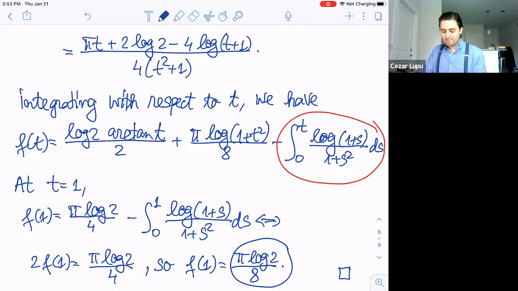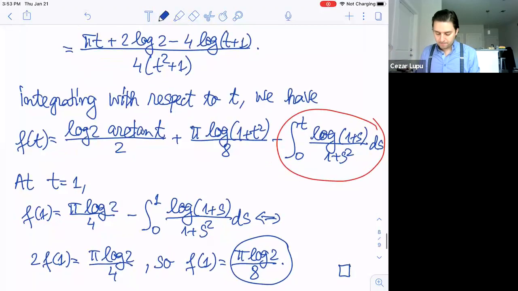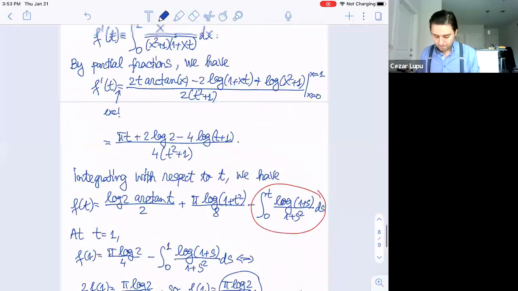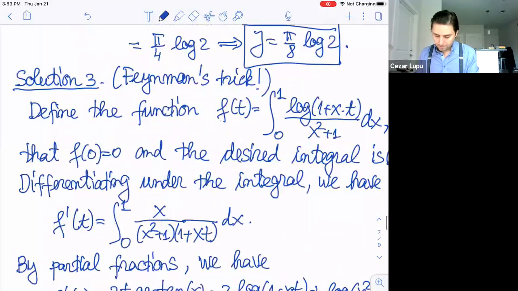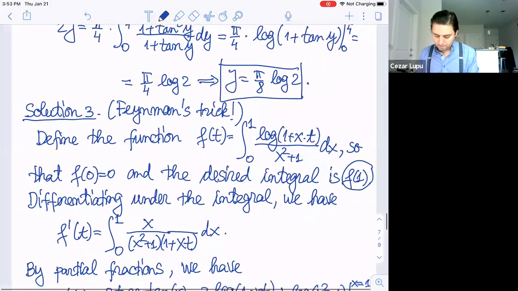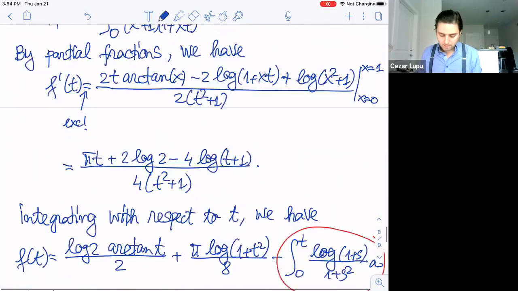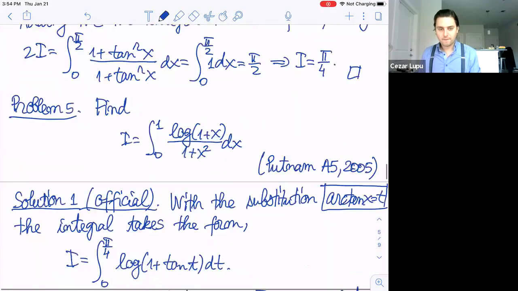So now let me veer towards another problem. Sorry about that. Now let's see, what was this problem number 6?